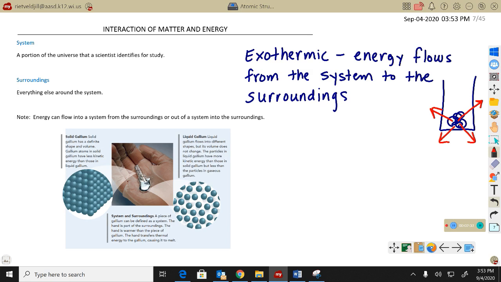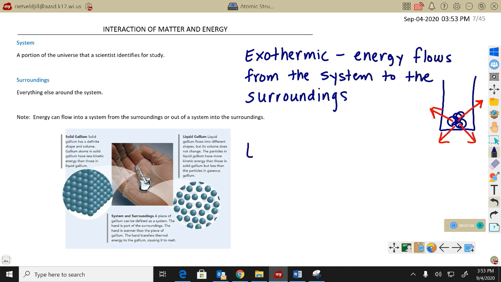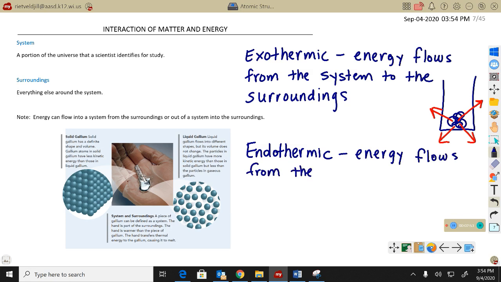Now the opposite is true of an endothermic change. Endothermic is where energy flows from the surroundings into the system.